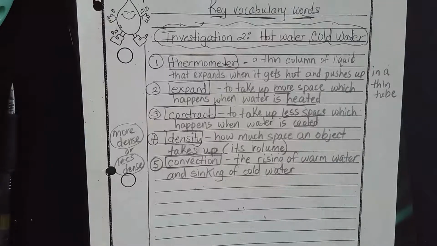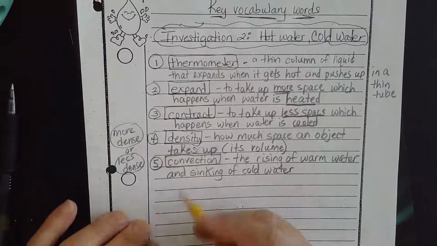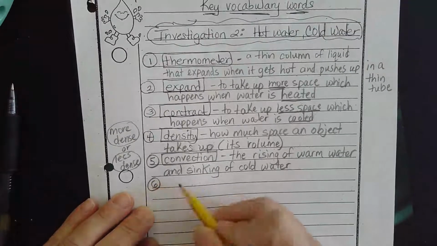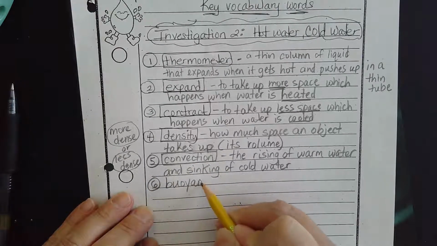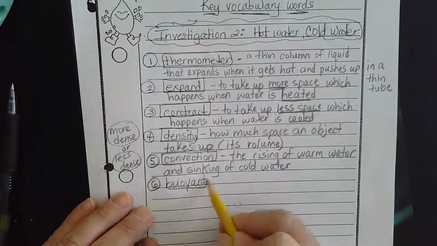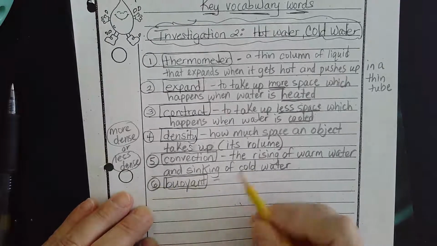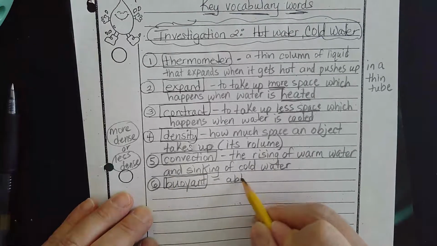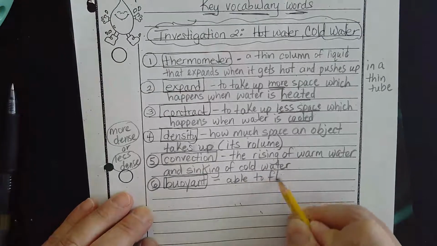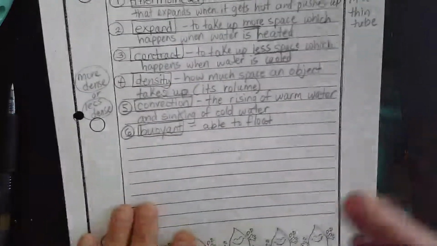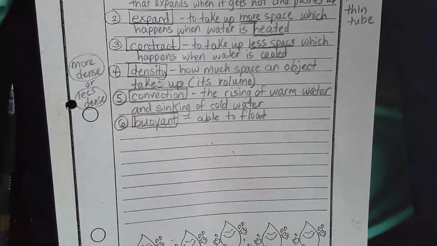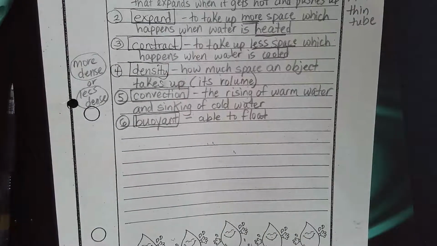So that's number 5. Number 6 is actually a synonym for the word float, and that word is buoyant. Anything that is buoyant is able to float. For example, an ice cube is buoyant because it floats in water. There's lots of different things that are buoyant.